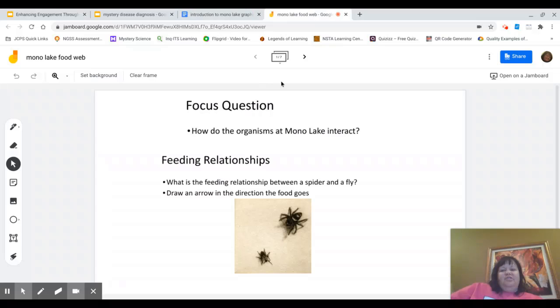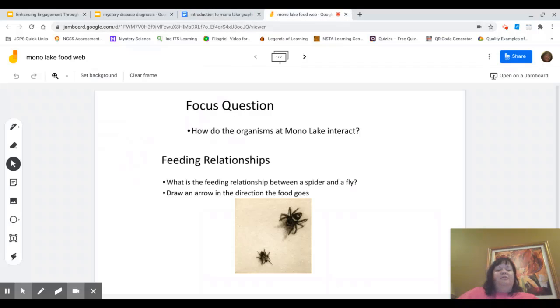The other thing I was going to show in collaboration is a way to use Jamboards. Again, I used a lot of stuff from FOSS, and so I just manipulate it. And this is a lab on Mono Lake. They would have already done all this research on Mono Lake as they would have done in this reading that you saw, and they would have watched the video and all that stuff. So they would already have a really good understanding of Mono Lake.